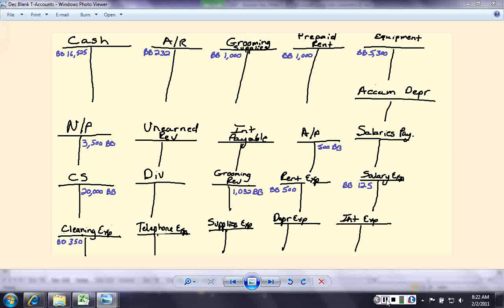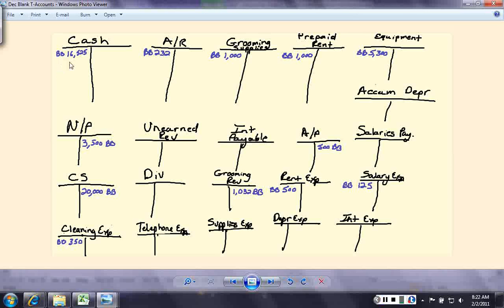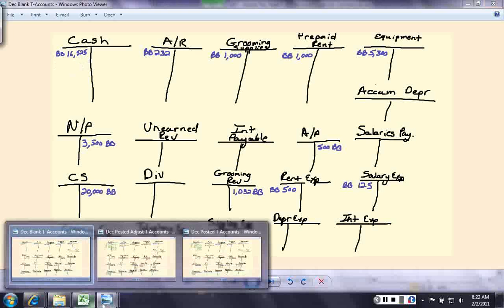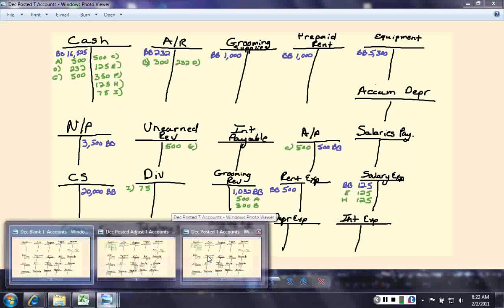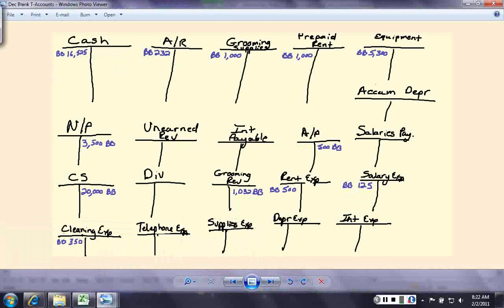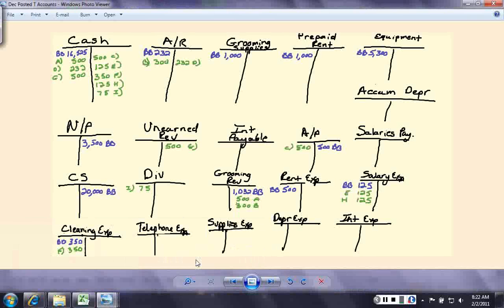So for example, we would write A here. Oh, it's not going to let me write on it. That's okay. So you would post your transactions. When you're all done with posting, this is what you'll have. So this is after you have posted all of the December transactions. Notice that every transaction has been posted.